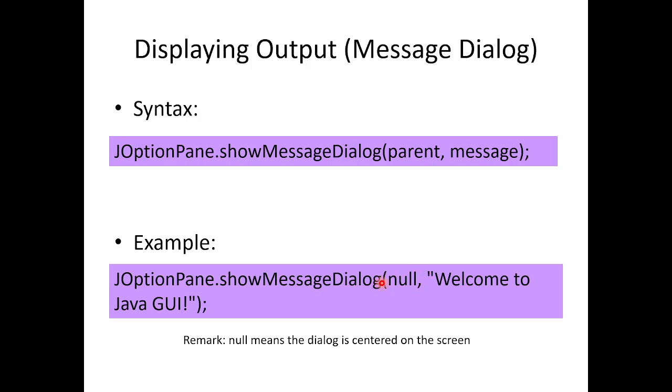The null means that your message dialog will be displayed in a centered form, centered on the screen. That is the meaning of null. If it's not stated as null, the compiler will set a random location or position on the GUI. So if you want the message dialog to display centered on the screen, you need to state null.